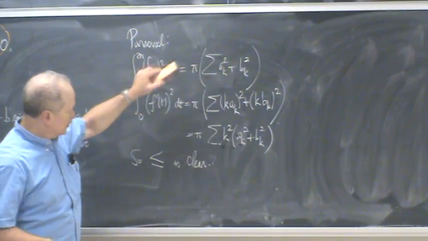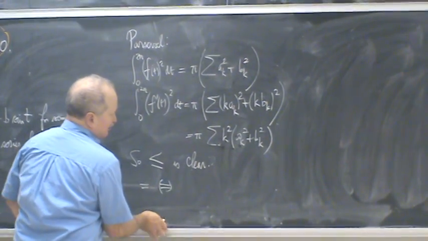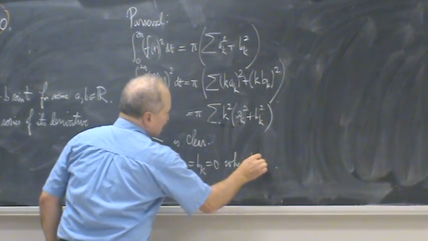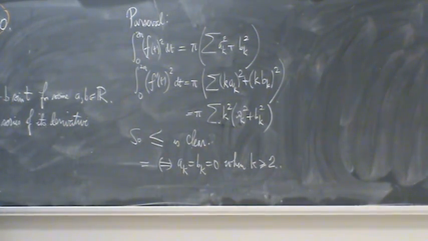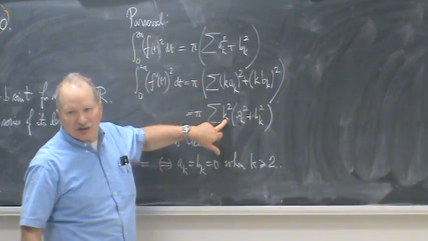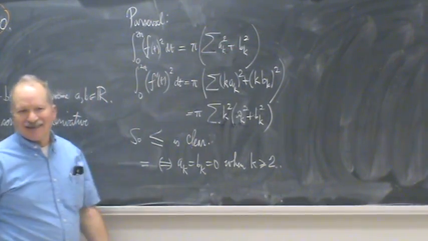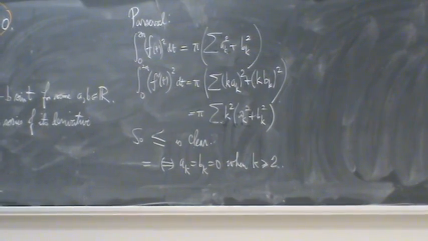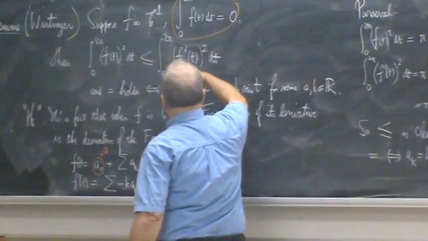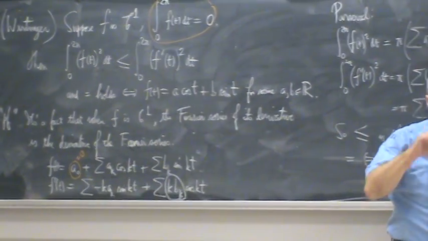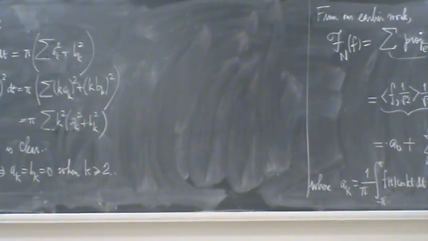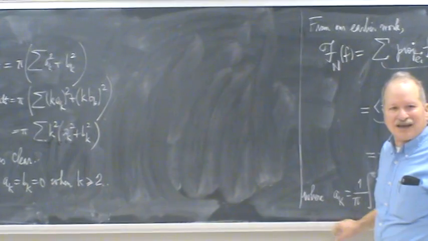So how can these be equal? The only way they can be equal is for all of these guys to be 0 when k is bigger than 1. You can't have any terms showing up when k is 2 or bigger because these would beat out those terms. Oh. Isn't that nifty? So this is a very unexpected use of Fourier to prove this inequality. Now, you might not see why this inequality is relevant, but I'm going to show you why it's relevant. Any questions on this?